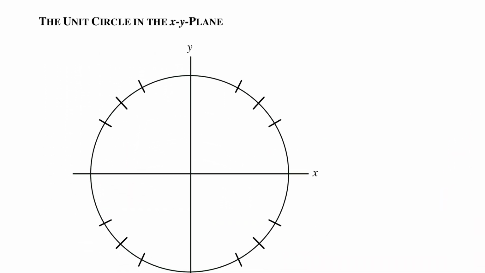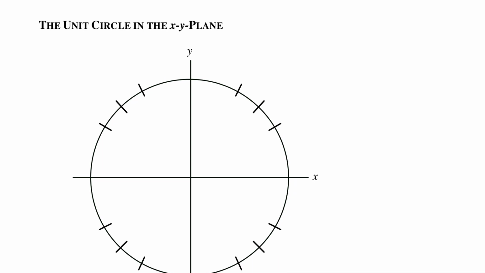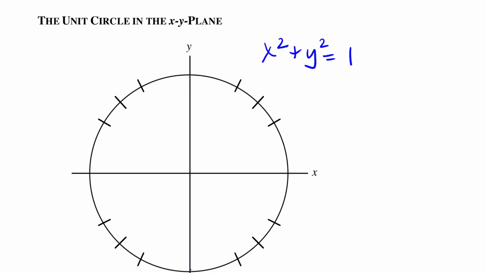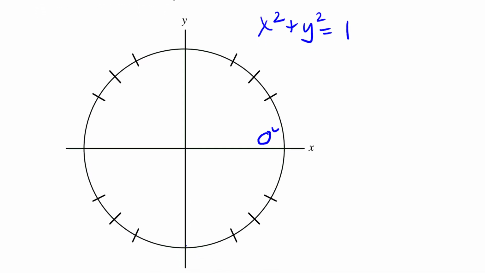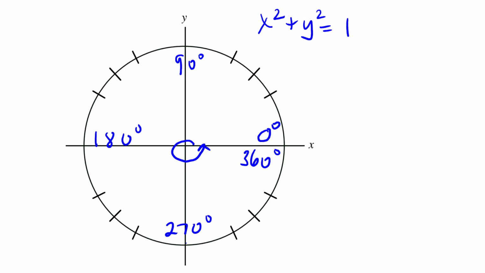All right, so let's take a look at the unit circle in the XY plane. Because it's a circle of radius 1, it has this equation: x squared plus y squared equals 1. We also know that at every axis, every 90 degrees, we have an angle measure that we can put around the unit circle: 0, 90, 180, 270, and end at 360 once around the unit circle. We're going to be looking at a variety of other angle measures as well.